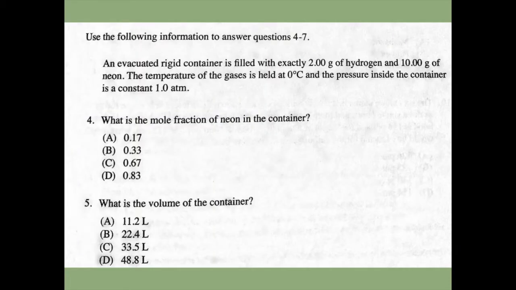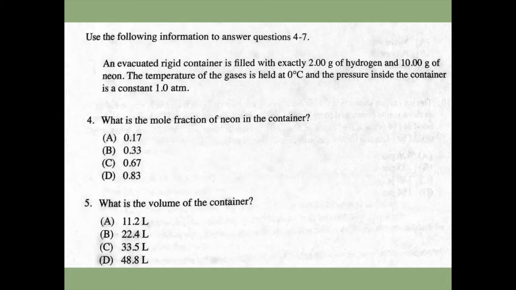For 4 through 7, it says an evacuated rigid container is filled with exactly 2 grams of hydrogen and 10 grams of neon. The temperature of the gases is held at 0 degrees Celsius, and the pressure inside the container is a constant 1 atmosphere. What is the mole fraction of neon in the container? So remember, mole fraction will be the moles of neon divided by the total number of moles.